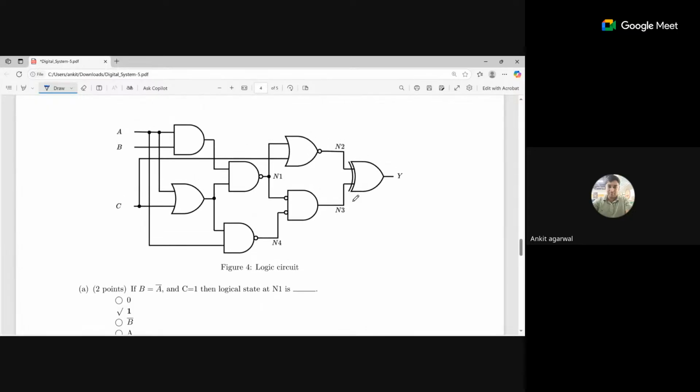Okay, if B is equal to A bar and C is equal to 1, then the logic state at N1. So this is my N1. I just say that this is the A bar, and A bar and is 0. C is 1, so here we are getting 1. Then A is 1, so 1 plus A is 1. So 0 from here, 1 from here, you are getting N1 is 1. This is basically the NAND gate, so 0, 1 in the combination gives 1.